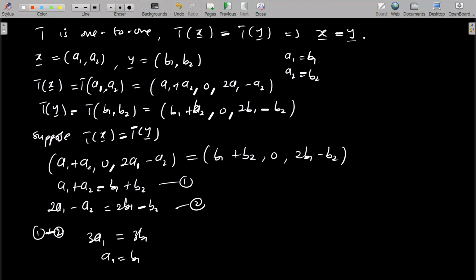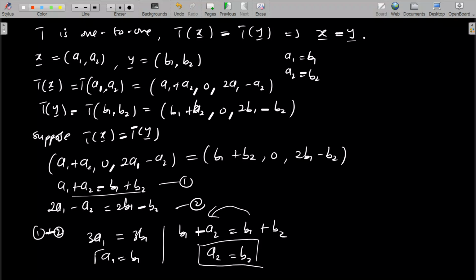Alright, if a1 is equal to b1, now let me go to equation 1. What will happen? I'm going to have b1 plus a2 is equal to b1 plus b2. Now if I send b1 to this side, it's going to be minus, and I'm going to have b1 minus b1, that is 0, so I have a2 equals b2. Right, so that's what we're after. We've been able to show that a1 equals b1 and a2 is equal to b2. So it means the vector x is equal to the vector y if their transformations are the same. And that concludes the fact that T is 1 to 1.